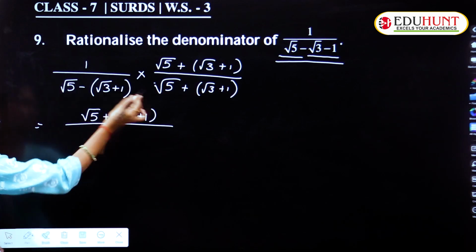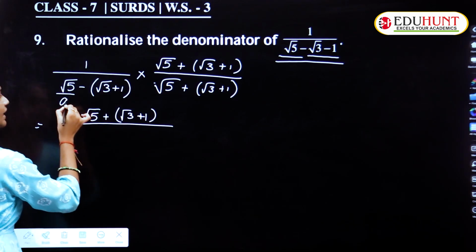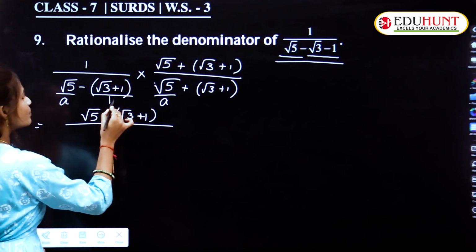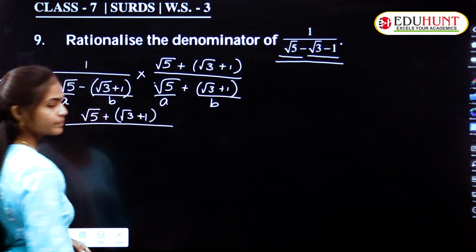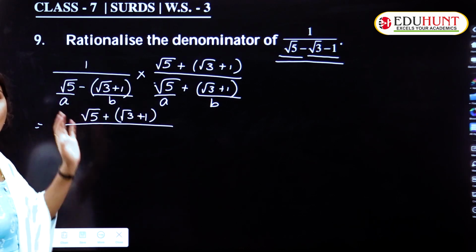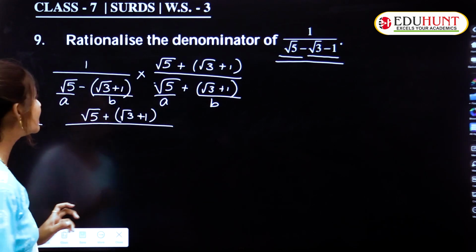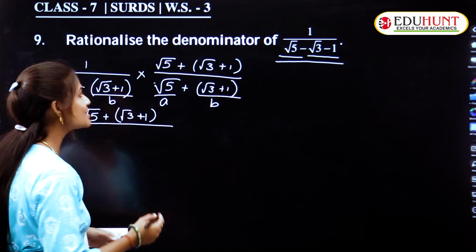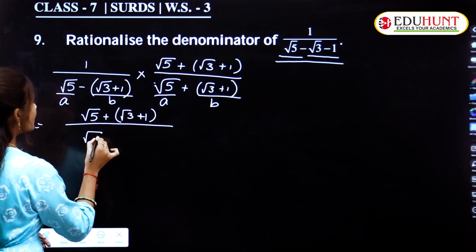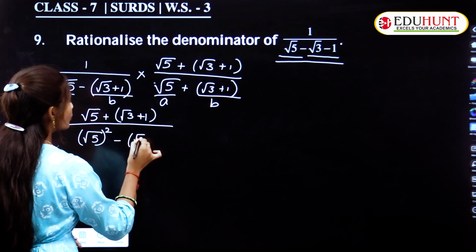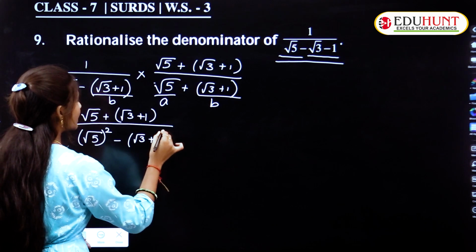whole by. Now this is in the form of, this is A and this is also A. Just consider like that. And this is term B and this is also B. Now this is in the form of A plus B into A minus B, or A minus B into A plus B. Okay, so A plus B into A minus B is equals to A square minus B square. So that is root 5 whole square minus root 3 plus 1 whole square.